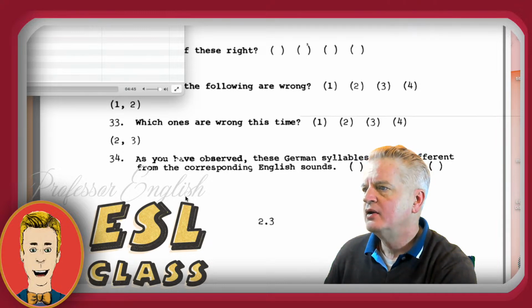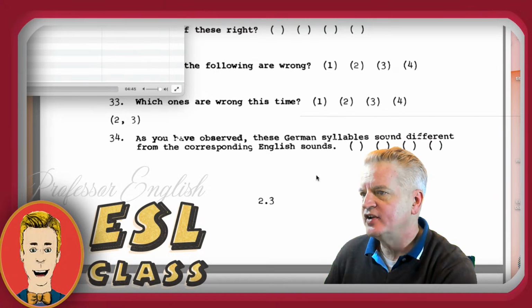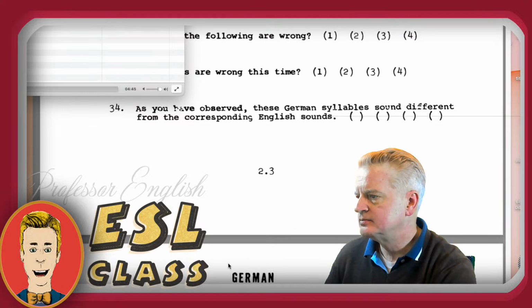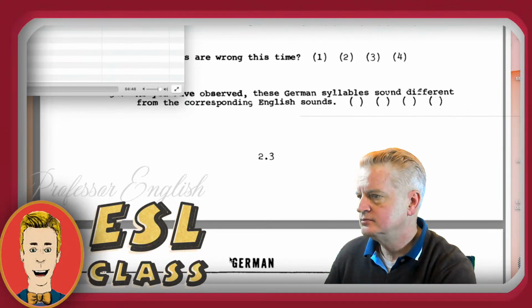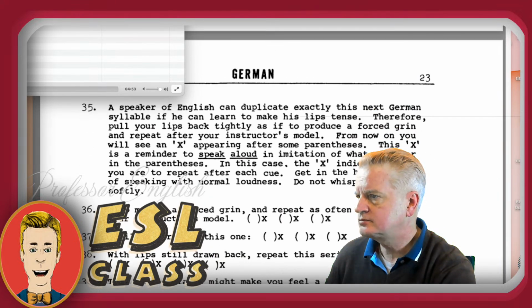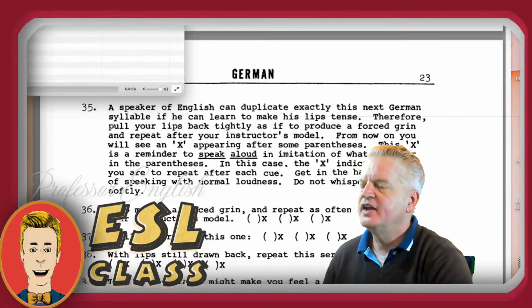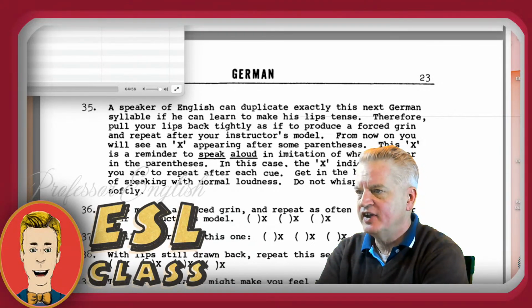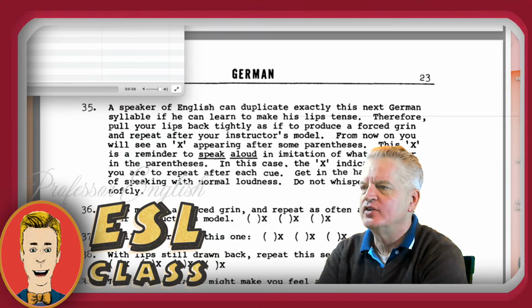34, As you've observed, these German syllables sound different from the corresponding English sounds. Wie. Du. Geht. Schon. Page 4, 35, A speaker of English can duplicate exactly this next German syllable if he can learn to make his lips tense. Therefore, pull back your lips tightly as if to produce a forced grin. And repeat after your instructor's model.